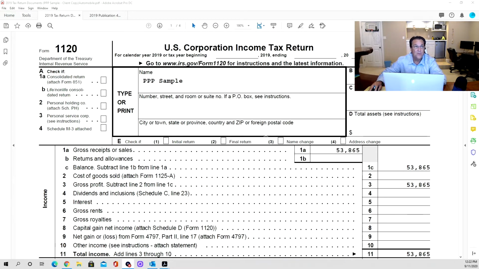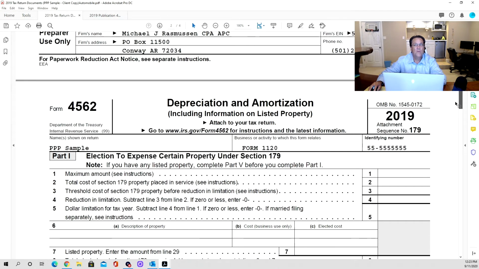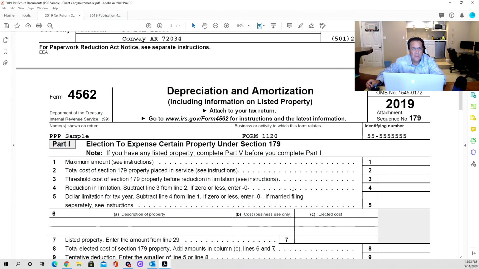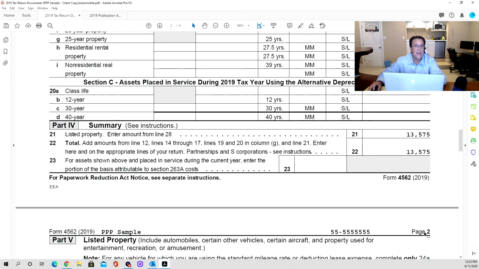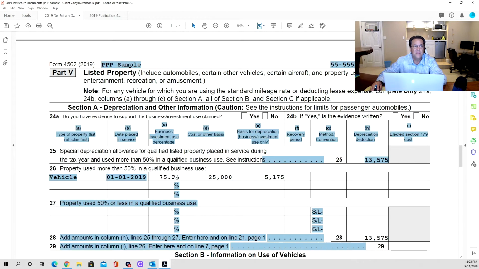So here's a simple sample, and in this situation, we have an automobile that is used for business, 75% for business. I have to report it on this form, so I have to go into this form, depreciation. I have to list what this vehicle is, describe it, and put the date that it's placed in service. And then right here, business percentage.